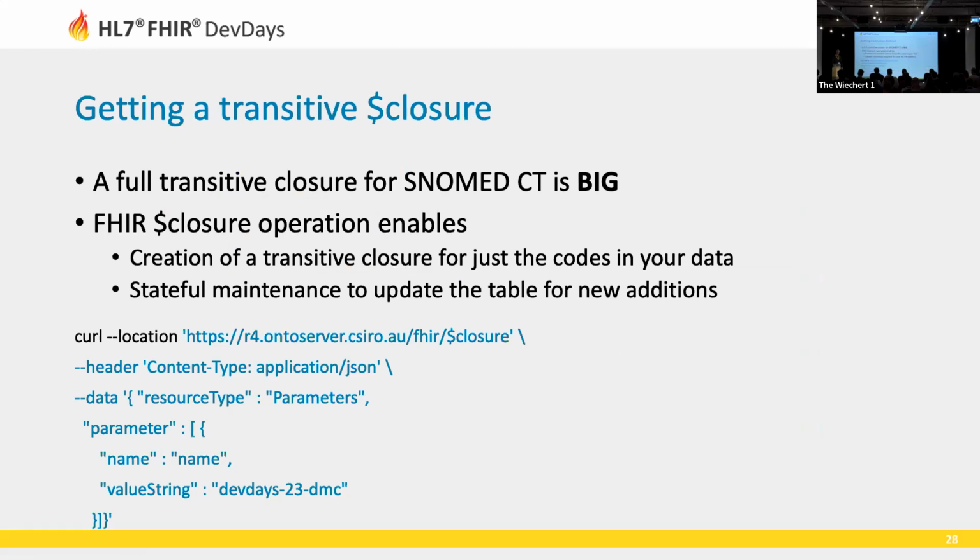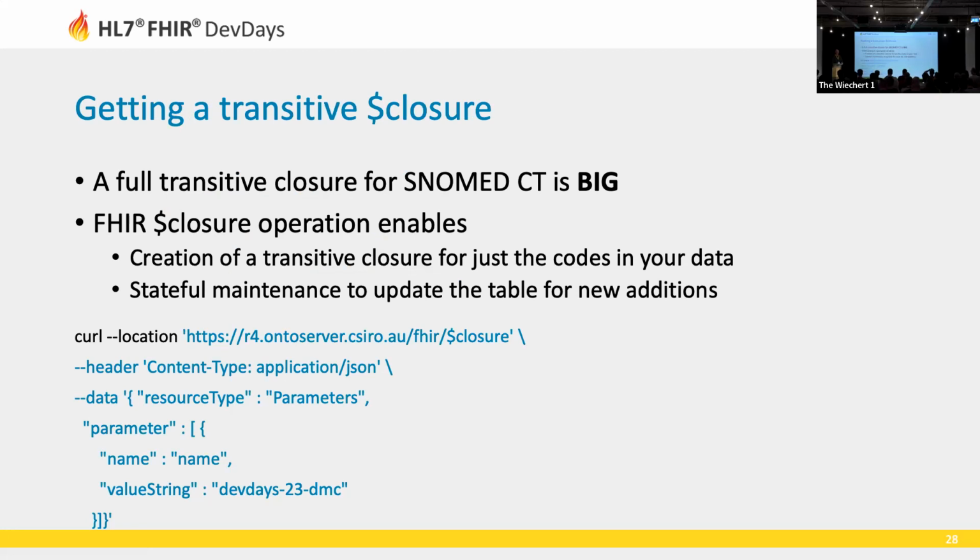So in terms of FHIR, where do they come from? How do you use them? In the implementation guide for SNOMED CT, there's an algorithm there for calculating the transitive closure for SNOMED CT. It's no great surprise that it's pretty big, and it becomes pretty unwieldy.